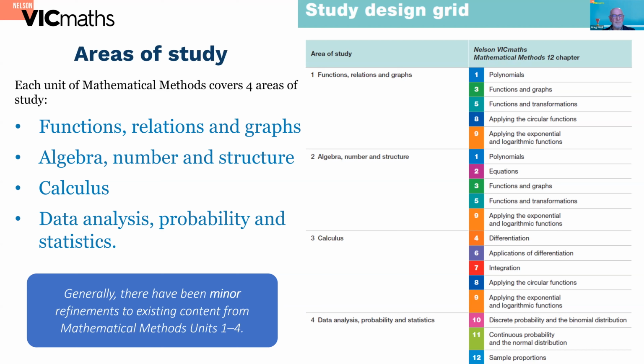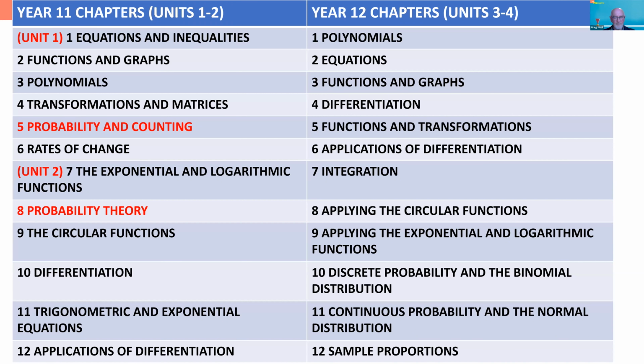Generally speaking, the changes to maths methods have been fairly minor, but there have been changes where the study content is being rearranged, like in unit 1 and 2, and the study's been enhanced by some of the content changes. So this shows you the chapters for the Nelson text for unit 1, 2, and for unit 3, 4. So we'll look at some of those in a little bit of detail as we go through.